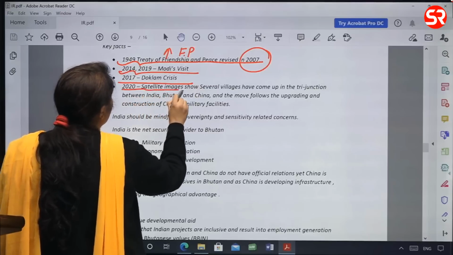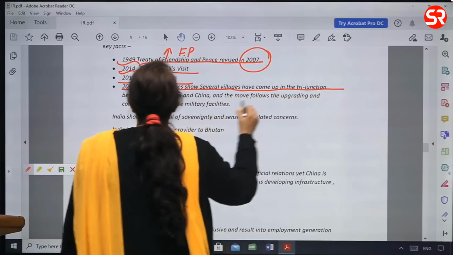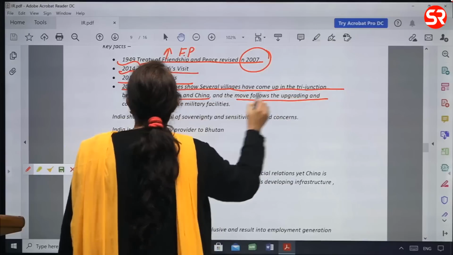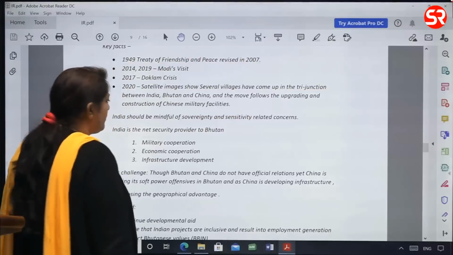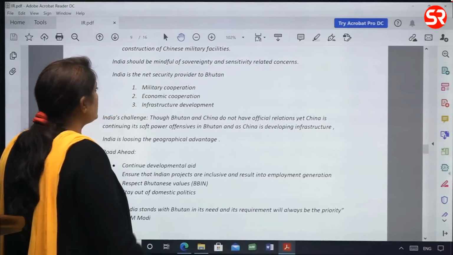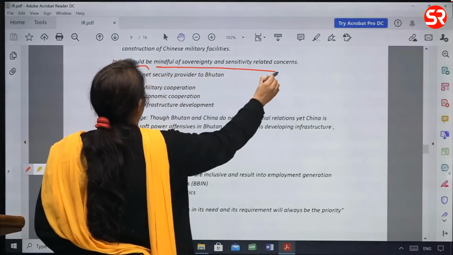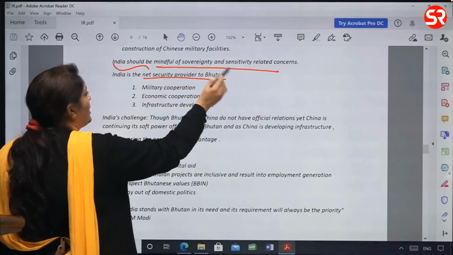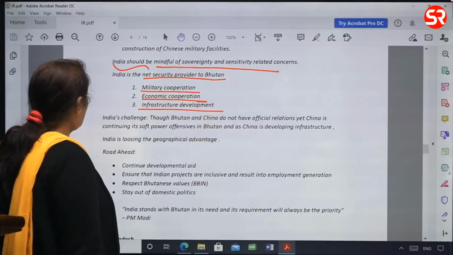In 2020, satellite images show several villages have come up in the tri-junction between India, Bhutan and China, and the move follows the upgrading and construction of Chinese military facilities. So it is also suggested that India should be mindful of their sensitivity. India is the net security provider to Bhutan: military, economic and infrastructure.